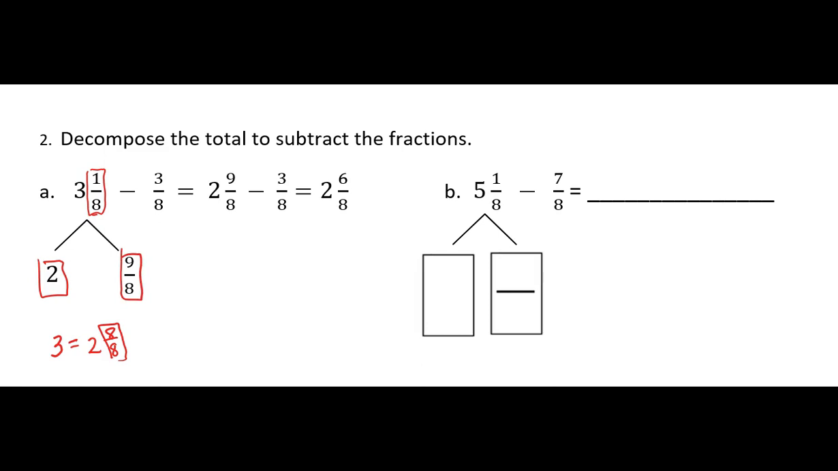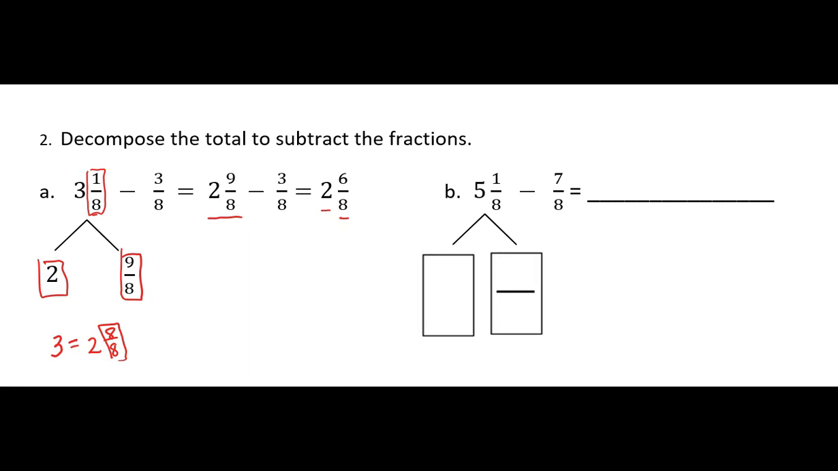Now instead of 3 1/8, I have 2 9/8. I can take 3/8 away from the 9/8 and I get 6/8. Since I'm not subtracting the whole number, I still have a 2 for my whole number. So 3 1/8 minus 3/8 equals 2 6/8.